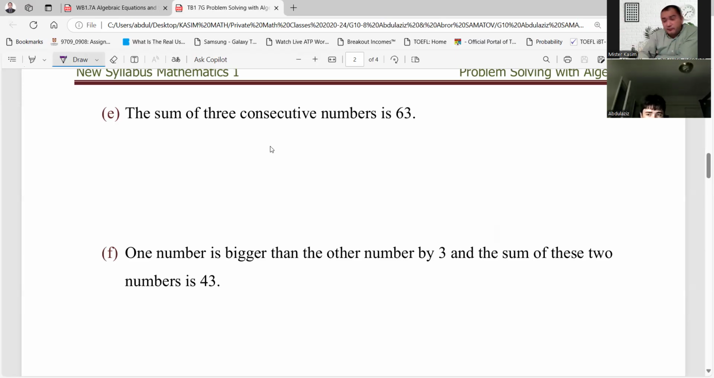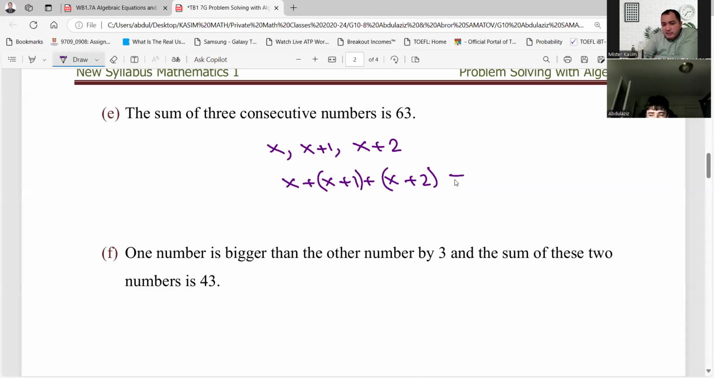So suppose that the first number is x. What will be the next number? x plus 1. How about the next number? x plus 2. But the question says the sum, so the sum is x plus (x plus 1) plus (x plus 2). I can write in parentheses so you can see that there are three numbers. The sum is equal to 62. Next step, if we are asked to solve this question, I can simplify and solve it. Okay, next question.